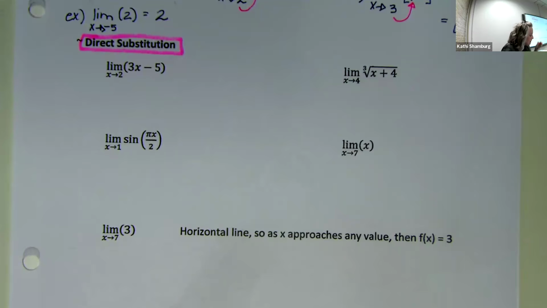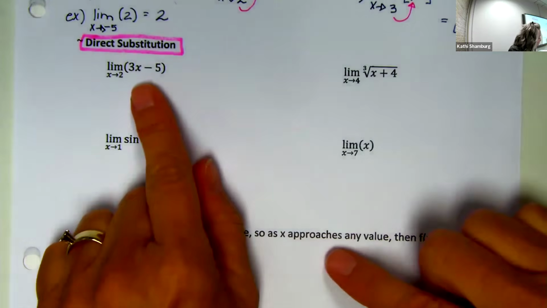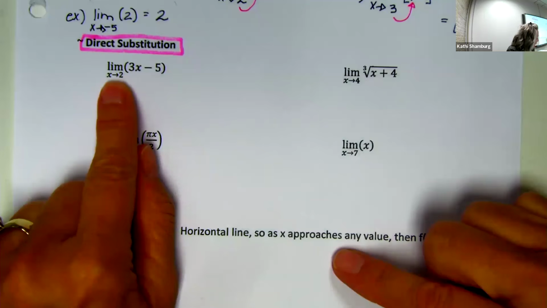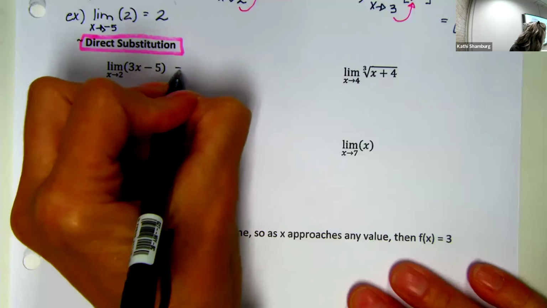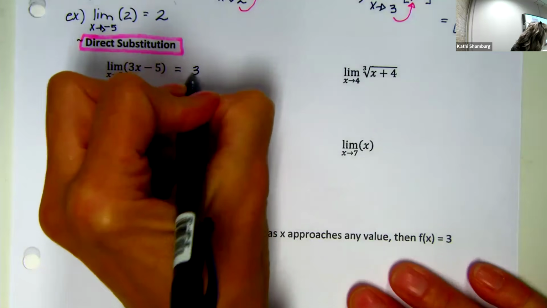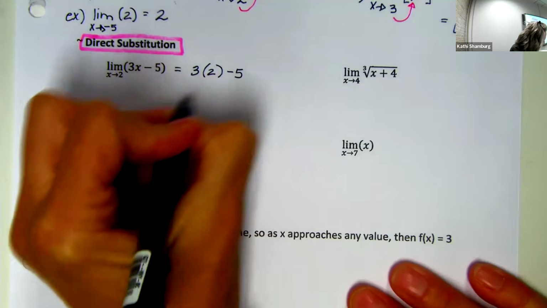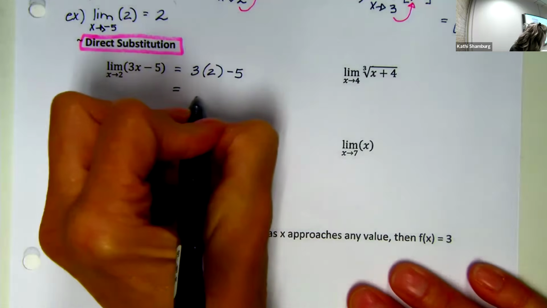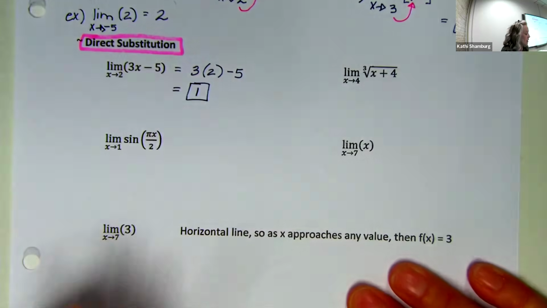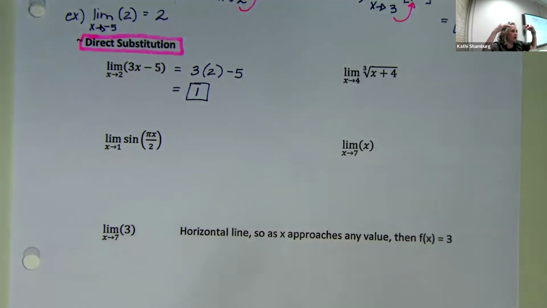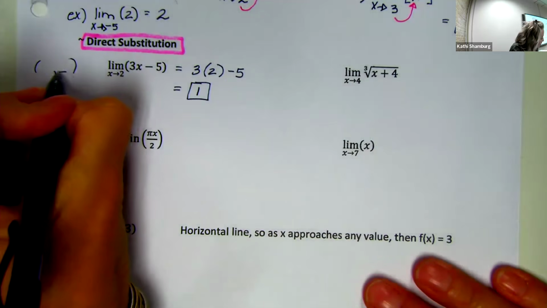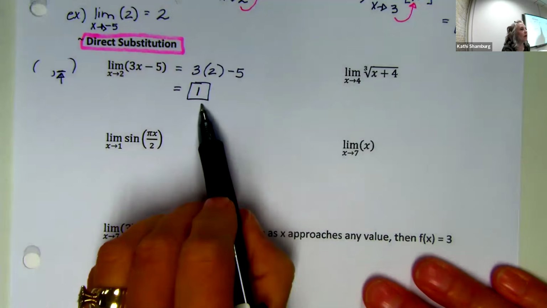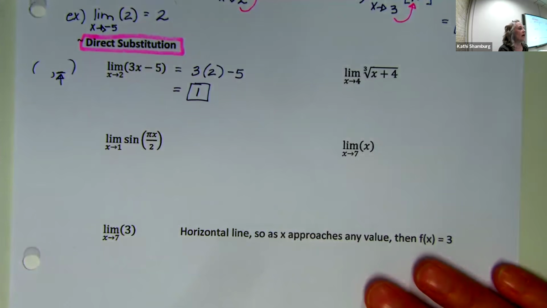All right, here's what's nice. Here I can look and go, okay, x is approaching 2. I can just direct substitute that 2 in for that x and do 3 times 2 minus 5. So 6 minus 5, 1. So that limit is 1. What it tells me is that the output they're approaching is a y. Remember, if you had an ordered pair, this is your output. We're just not looking at it in graph form.